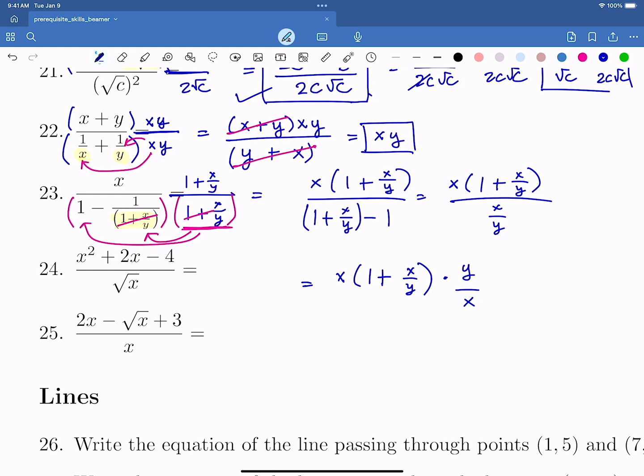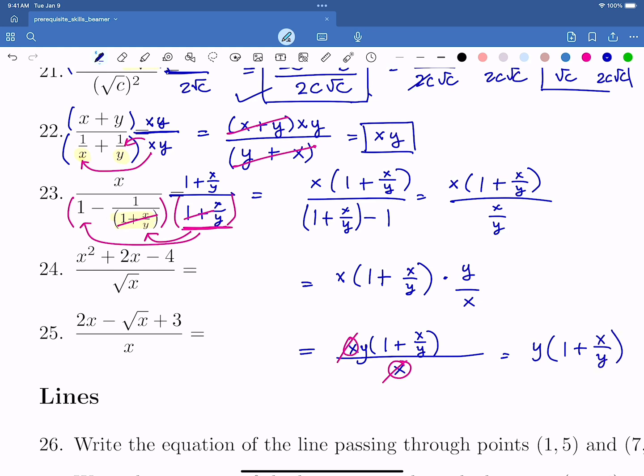Now, this is multiplied factors, so I can write it as one big fraction. In the numerator, we have x, we have 1 plus x over y, and I have a y, which I can put here. And then in the denominator, this is all over x. X is a factor in both, so these are common factors, and we can cancel them out. So now my final answer is y times 1 plus x over y. And if I want to distribute this y, I think it will look more simplified if I distribute the y.